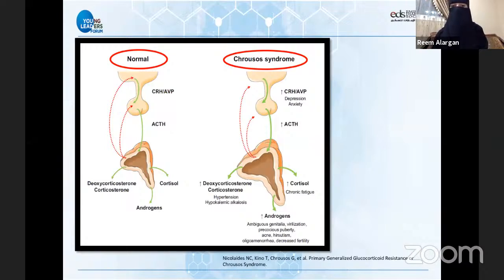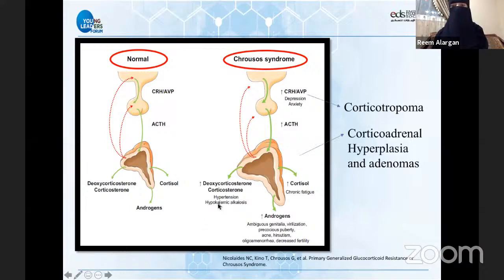So because of high cortisol, they will present with chronic fatigue. Because of hyperandrogenemia, they will present with symptoms of hyperandrogenism like hirsutism, infertility, ambiguous genitalia, virilization. Because of high deoxycorticosterone and corticosterone, they will present with hypertension and hypokalemia, and they could present with depression and anxiety because of high CRH. And as a result, they could have either pituitary adenoma or even adrenal adenoma and hyperplasia.